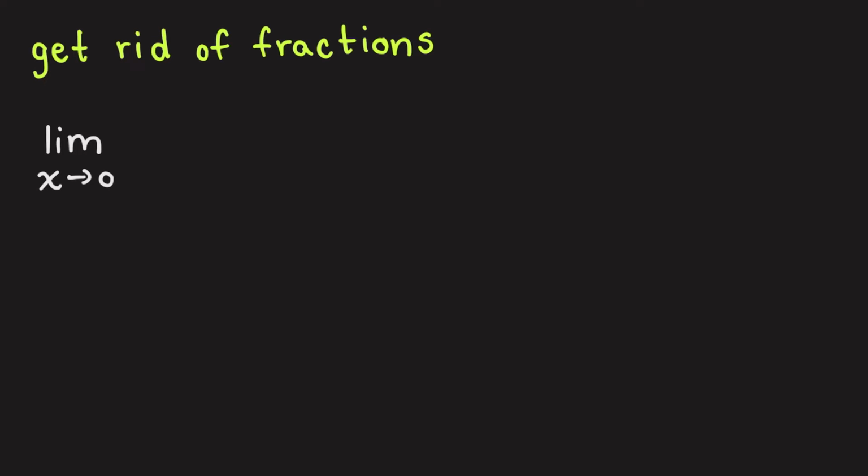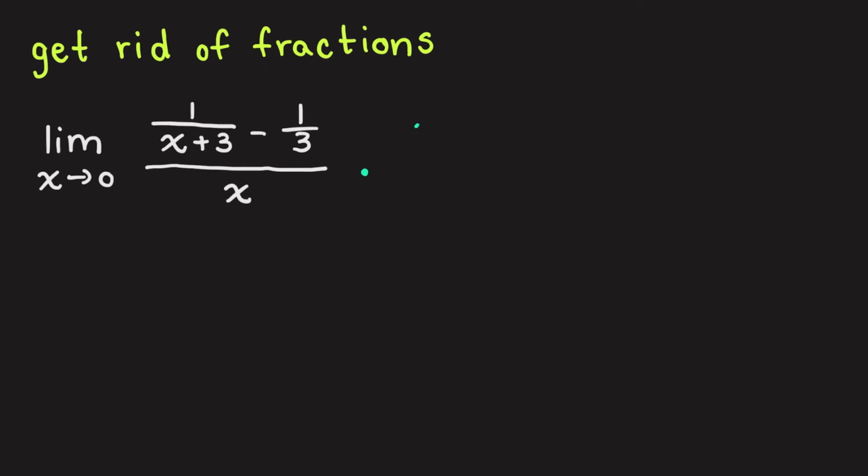Consider this problem. We have the limit as x goes to 0, and the function is 1 over x plus 3 minus 1/3, and that's all over x. Here we can see that there are fractions inside fractions, so the best policy is to get rid of the inner fractions.